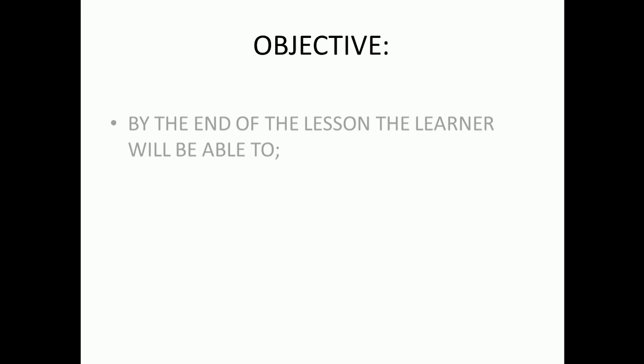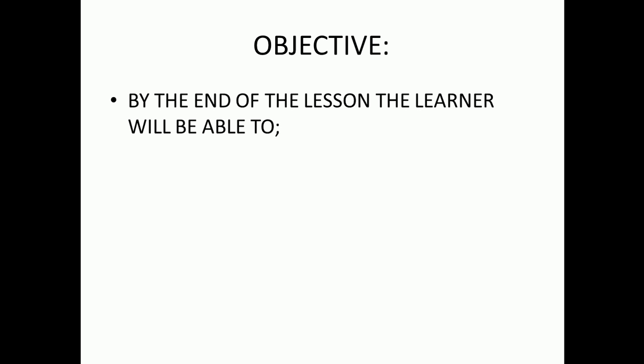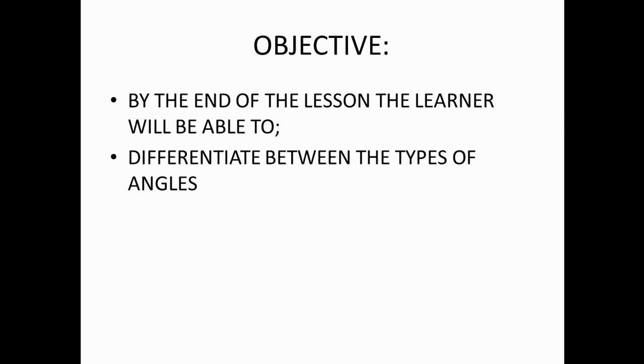And it's only one objective we are after today. By the end of the lesson, the learner will be able to differentiate between the types of angles. The learner should be able to see differences between the types of angles.